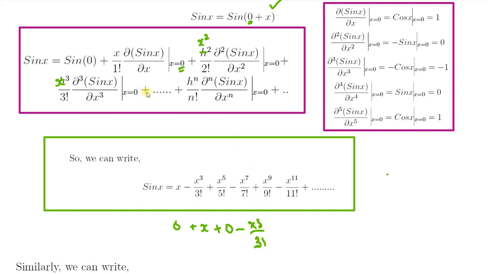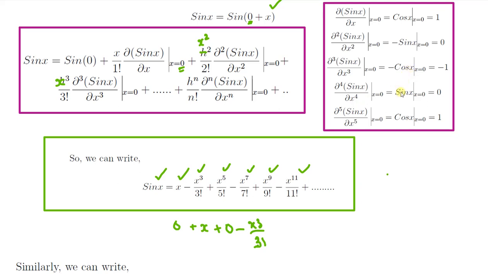Then if you continue like this, you can see sin x is equal to x minus x cube by 3 factorial plus x raised to 5 by 5 factorial plus x raised to 7 by 7 factorial plus x raised to 9 by 9 factorial minus x raised to 11 by 11 factorial, etc. So you can see that next step, the fourth derivative, ∂⁴ sin x by ∂x⁴.